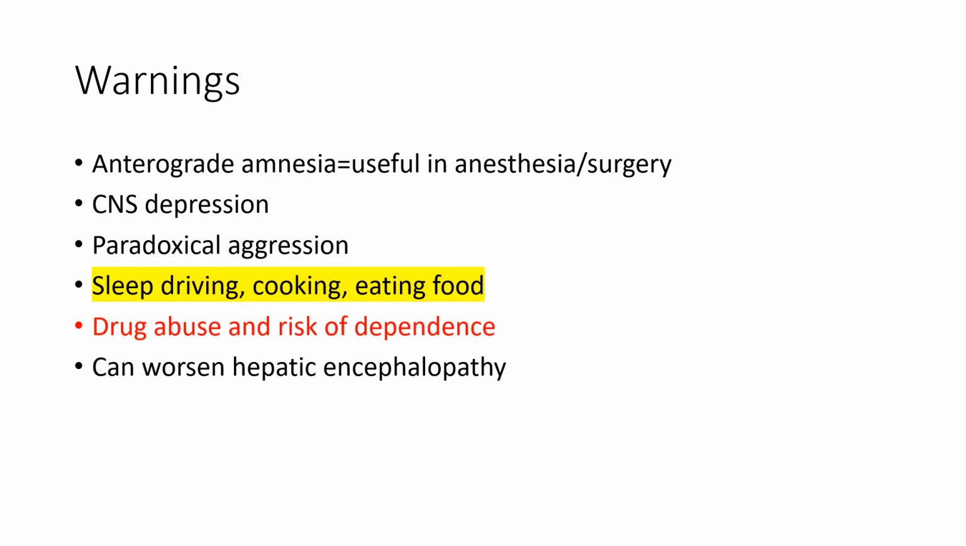Central nervous system depression is possible, as well as paradoxical aggression, particularly when we're using it to suppress agitation. We should remember there's likelihood of paradoxical aggression. There is likelihood of sleep driving, sleep cooking, sleep eating. So we should watch out.